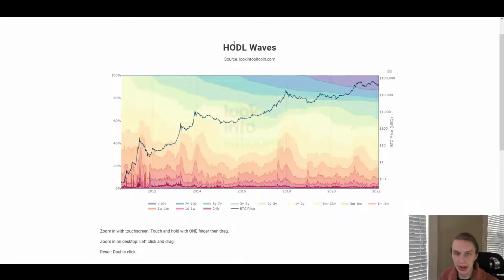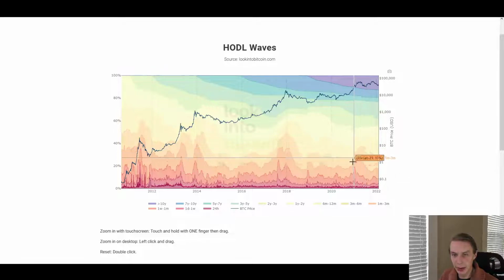What I'm showing you here is the HODL waves of Bitcoin. If you're not familiar with this chart, essentially what it's looking at is the age of coins since they were last moved, across different time frames, across different cohorts. So you have the longest time cohort, coins that haven't moved for more than 10 years. That's the longest that Bitcoins have been held in this particular cohort. Then we have another cohort that's 7 to 10 years, coins that have not moved in the last 7 to 10 years. Then 5 to 7, etc., going all the way down to 24 hours, the lowest time frame on this chart.